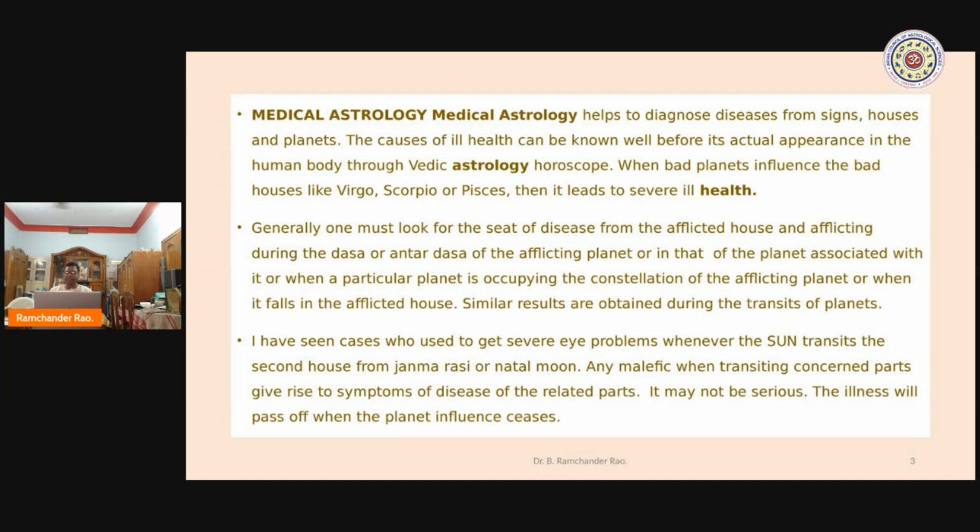Now, which is the planet which is afflicting that particular house, and which houses are already afflicted, that we have to take, and in which constellation that afflicted planet is transiting, that also plays an important role in giving the diseases. That's very, very important. I have seen many times when the sun is transiting the second house from the Janmarasi, that is from your moon. So, shall I tell them, I mean, in Hindi also, can I explain it?